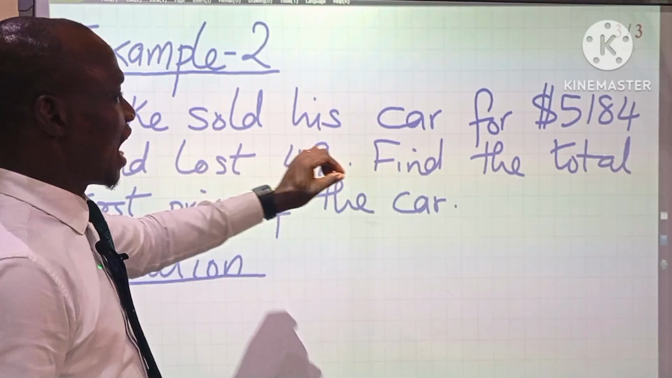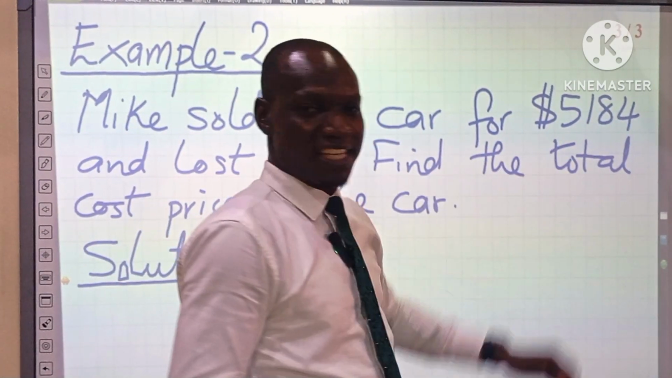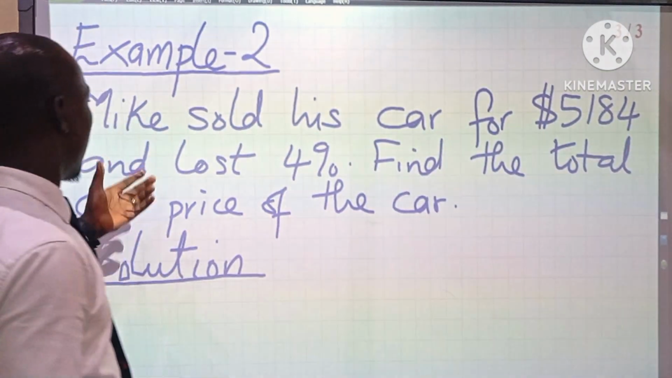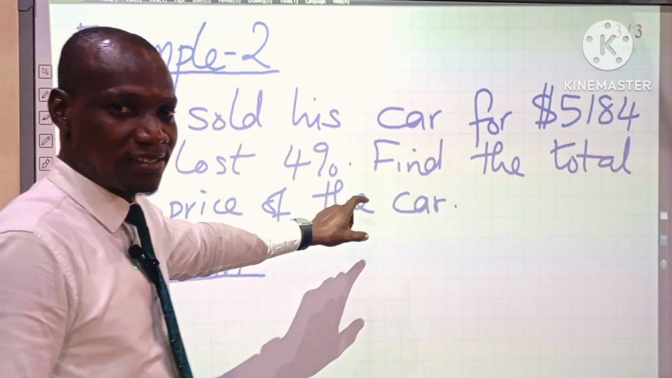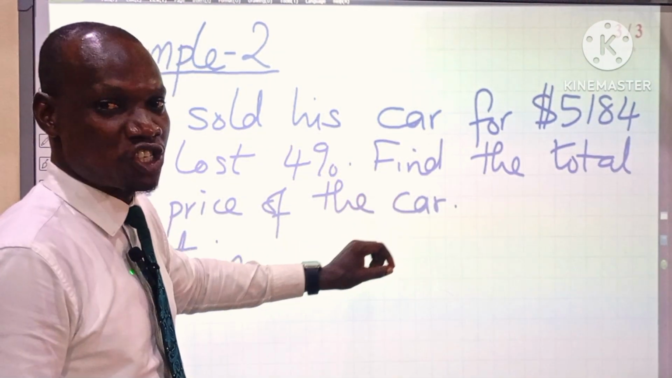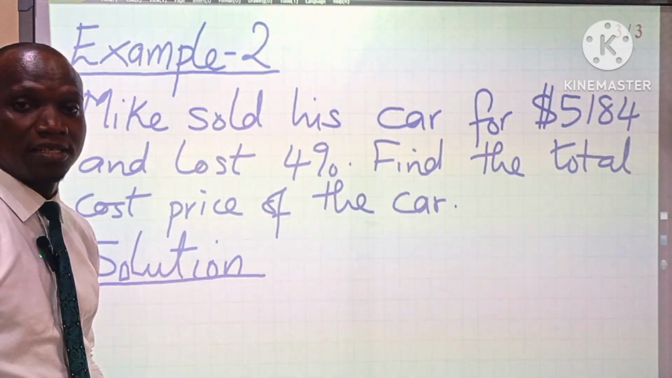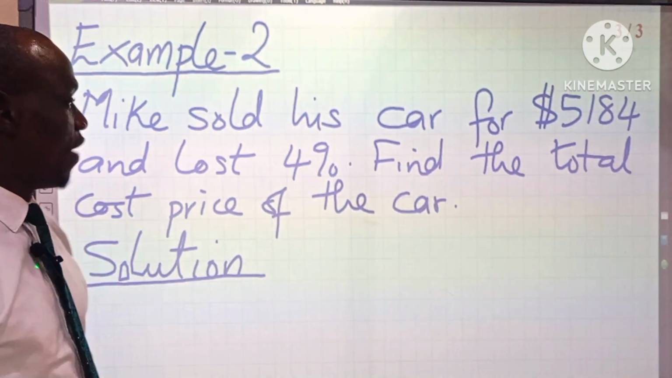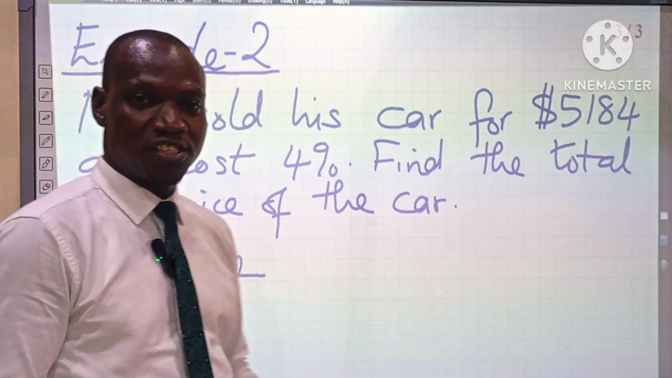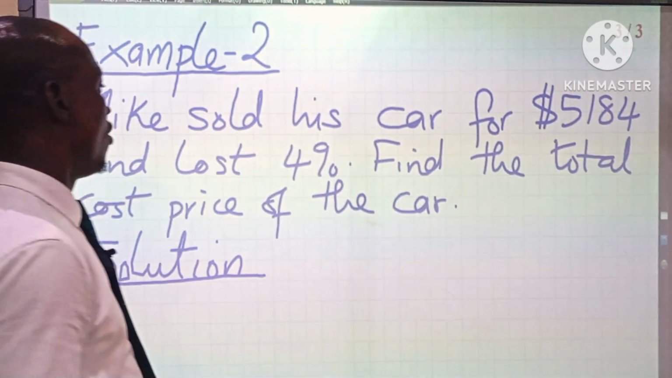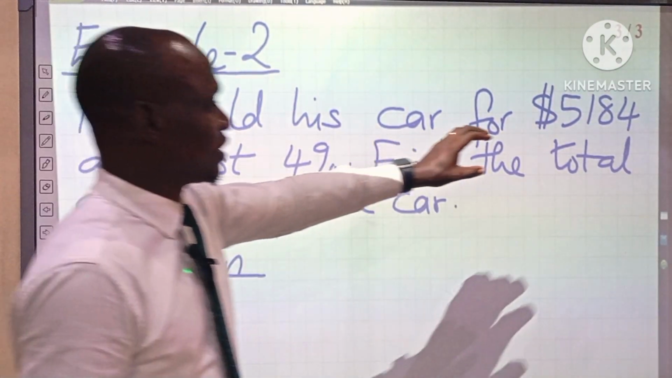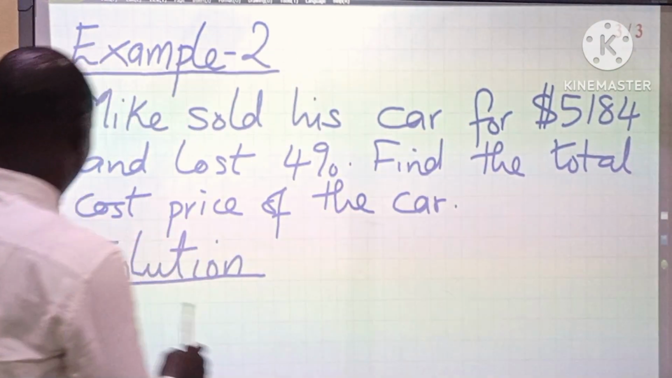Mike sold his car for $5,184 and lost 4%. This 4% is 4% of the cost price. Find the total cost price of the car. Since he lost 4% and this was the selling price, we are going to equate it.